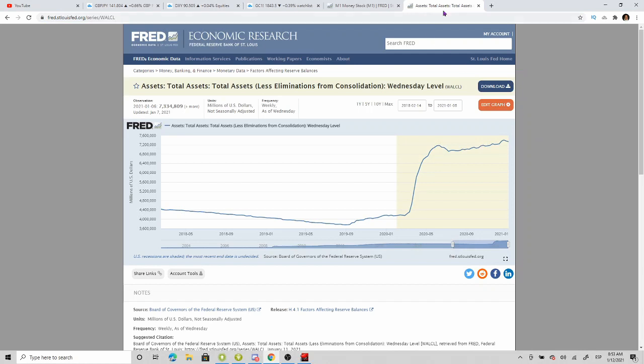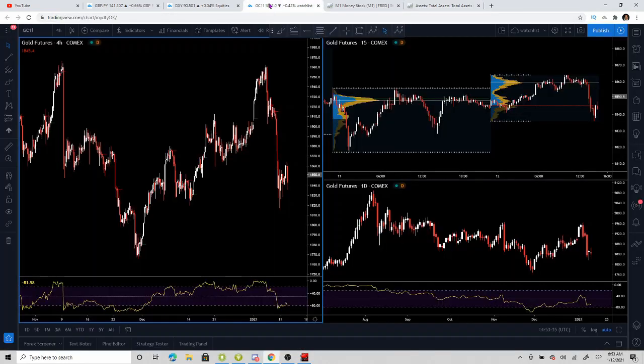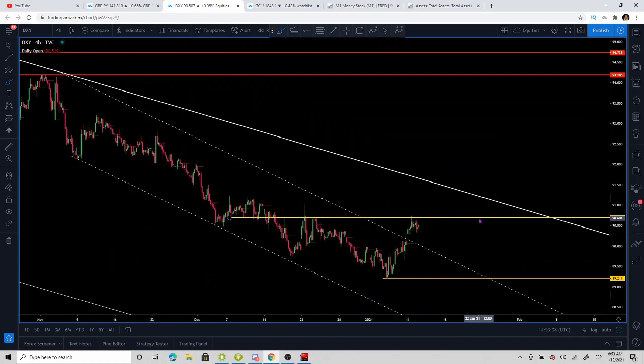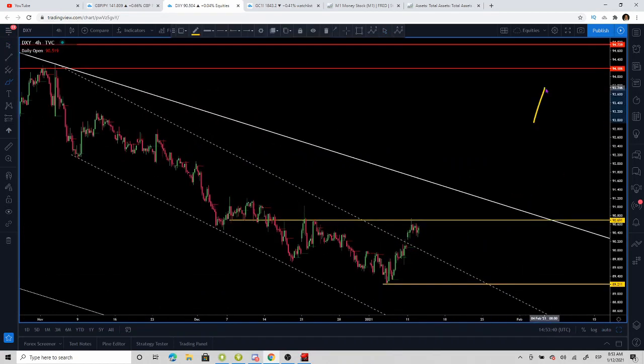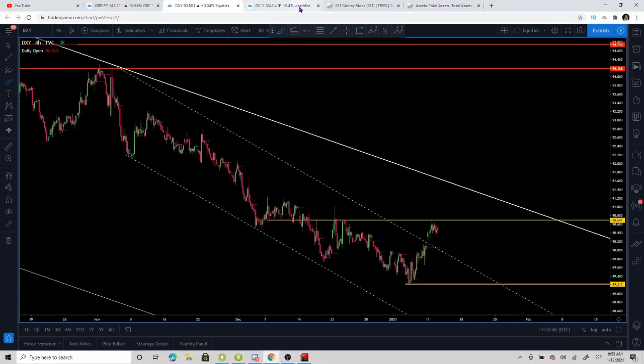So they are still buying government bonds from commercial banks to inject liquidity into the economy. This is extremely bearish for the US dollar too. So we are looking for that move to the downside on the US dollar, the next leg to the downside on the US dollar, right?